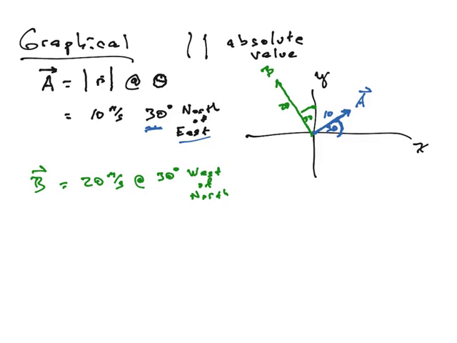Now let's say I want to add these two vectors together. Well, there's a certain rule to do this, and so if I'm going to do this graphically, which in general we're not going to do in this class, we're going to do it analytically, mathematically, but I'll show you how to do it graphically. What you do is I'm going to use what's called the tip to tail method.